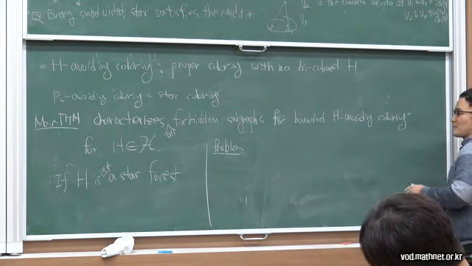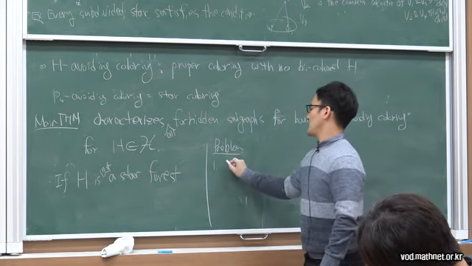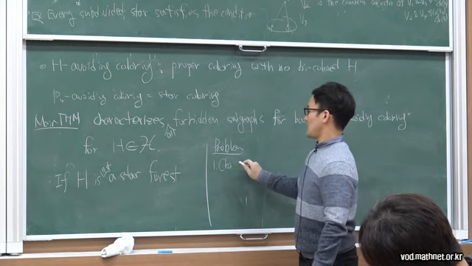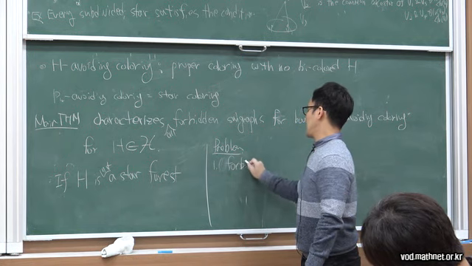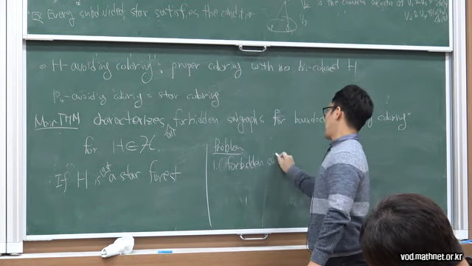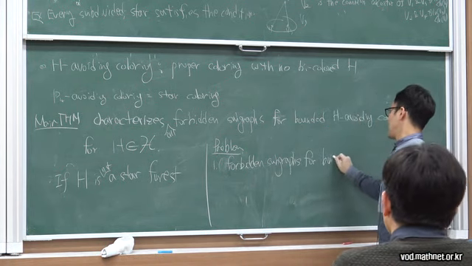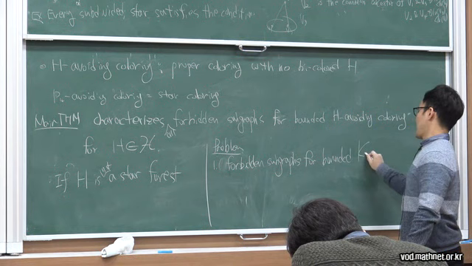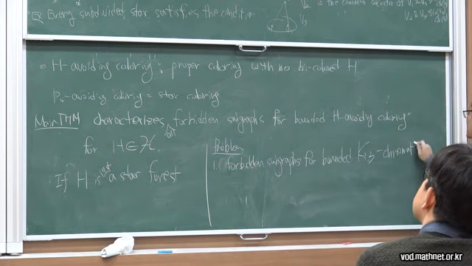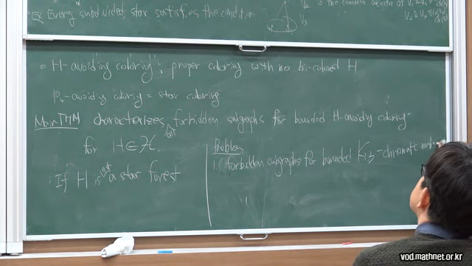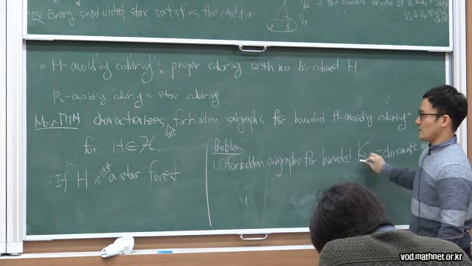Okay, and we have some open problems. The first problem is we don't know forbidden subgraphs for bounded K_{3,3} chromatic number. So K_{3,3} is the smallest graph for which we don't know the answer.